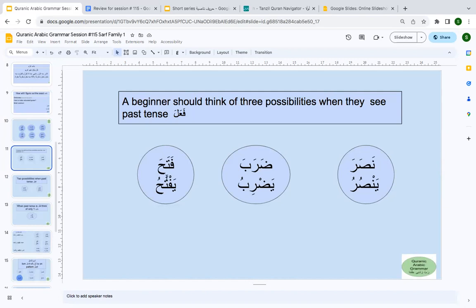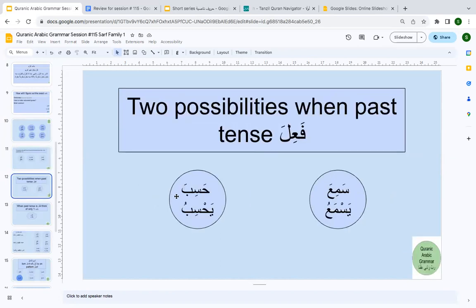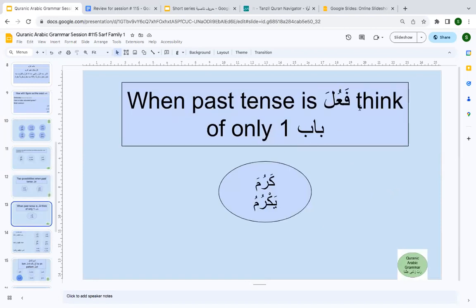So that you know the pairs together, so that you memorize them quickly. I have put it on the slides again and again, and I have tried to present them in different ways. Now, fa'ala: nasara, daraba, fataha. Fa'ila: sami'a, hasiba. When you see fa'ula, one option only: karuma, right?